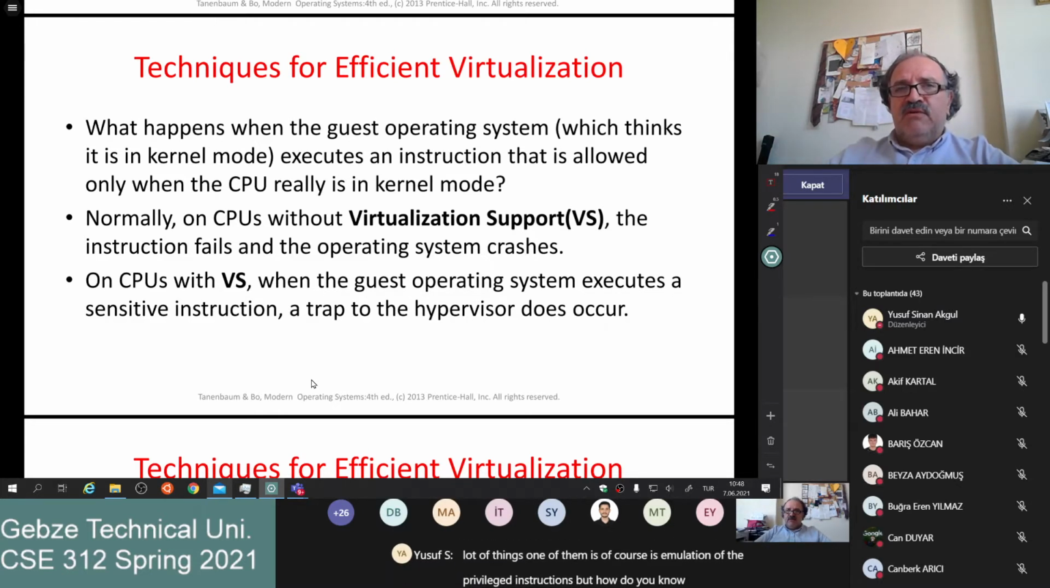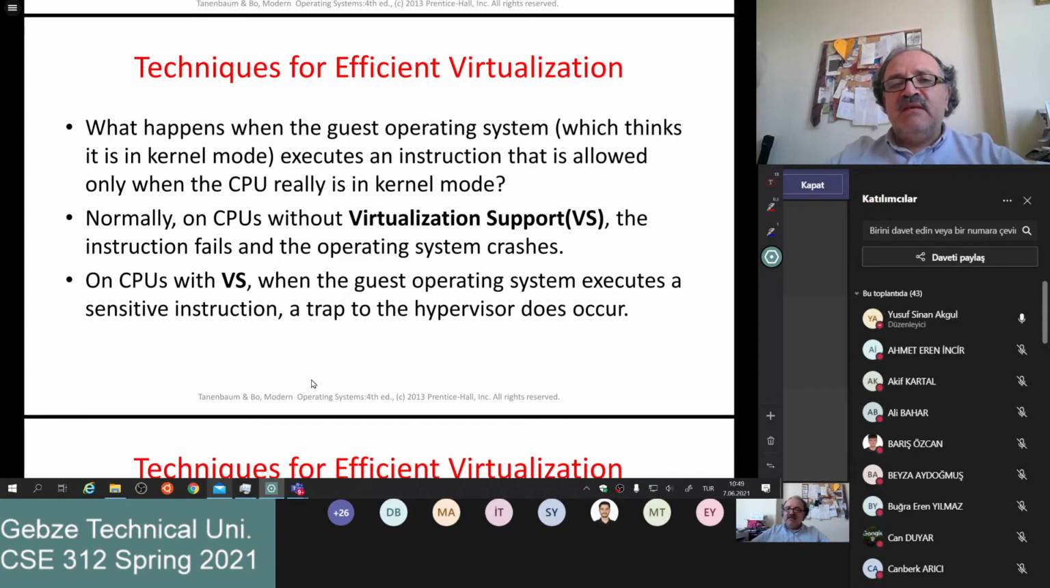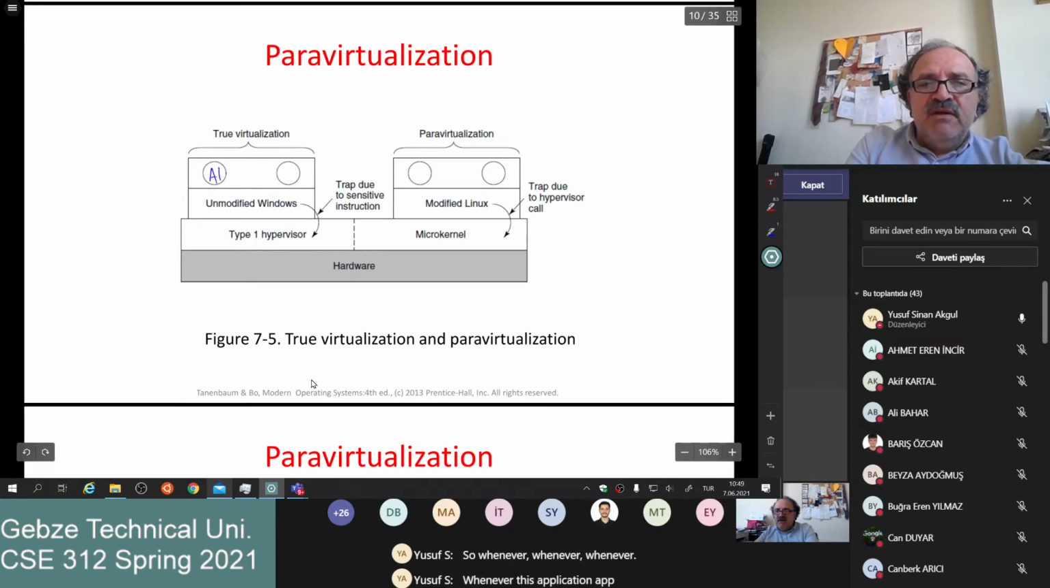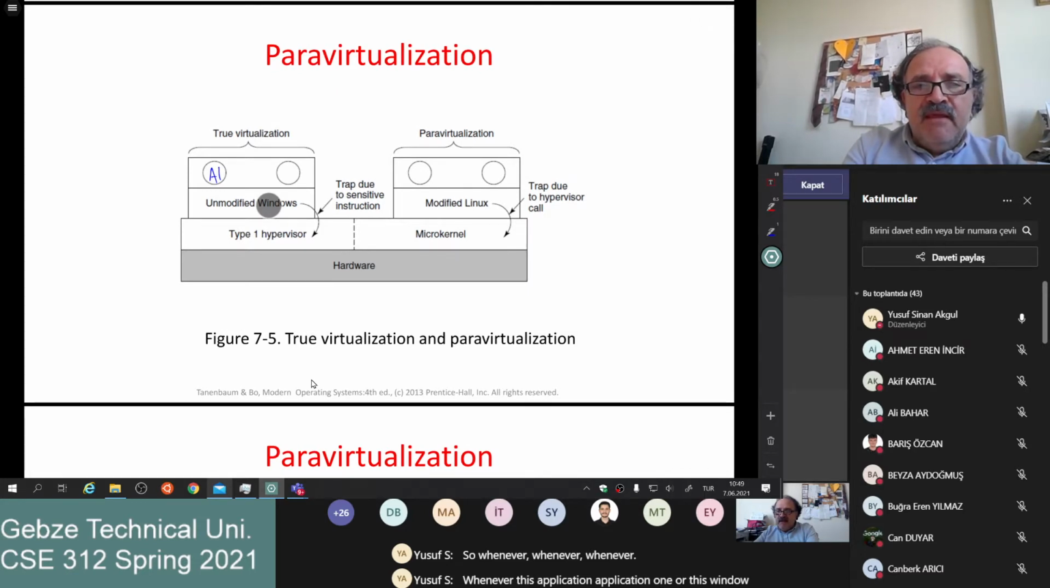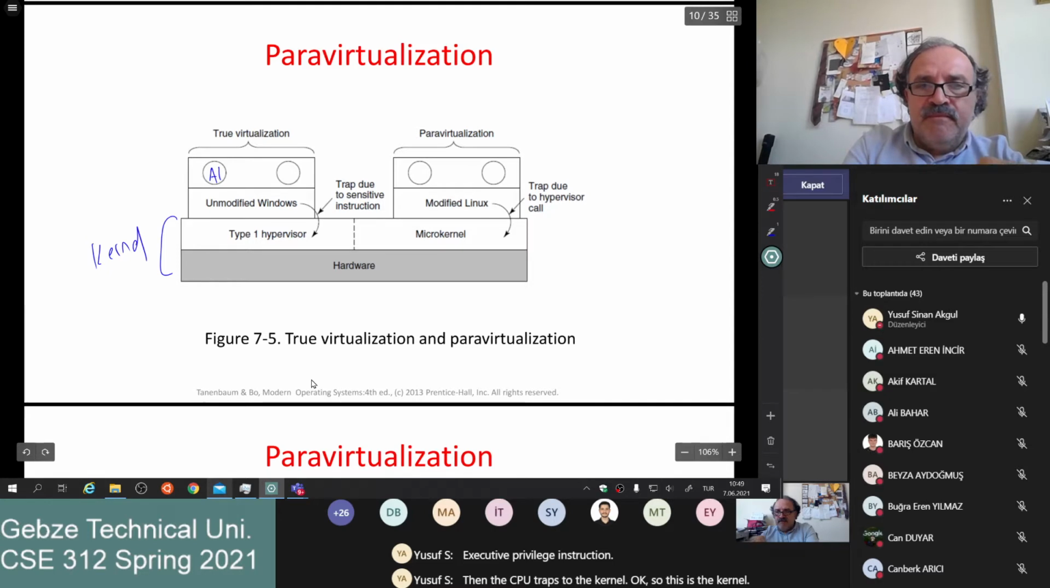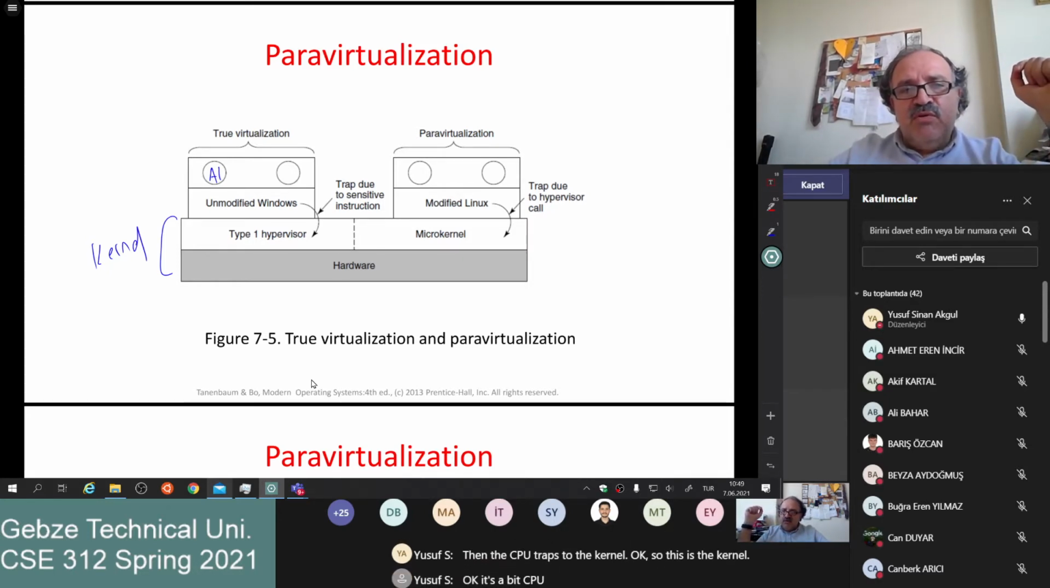But how do you know that the guest operating system or the application is running a privileged instruction? With the hardware support, the CPU will trap to the kernel, saying that somebody tried to execute a privileged instruction. That's what the virtualization support is mainly. So whenever this application 1 or this Windows operating system executes a privileged instruction, the CPU traps to the kernel, and lets the hypervisor know that somebody is trying to execute the privileged instruction.